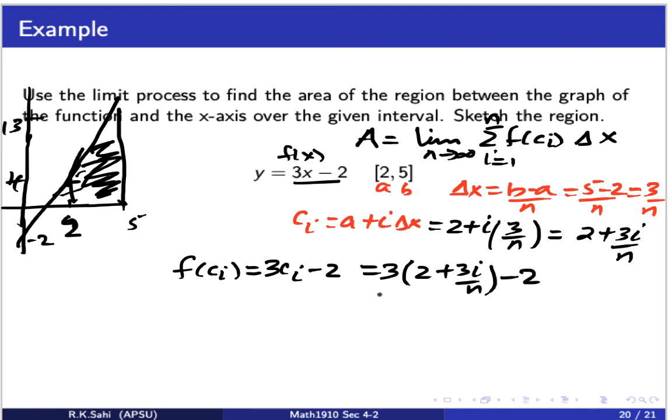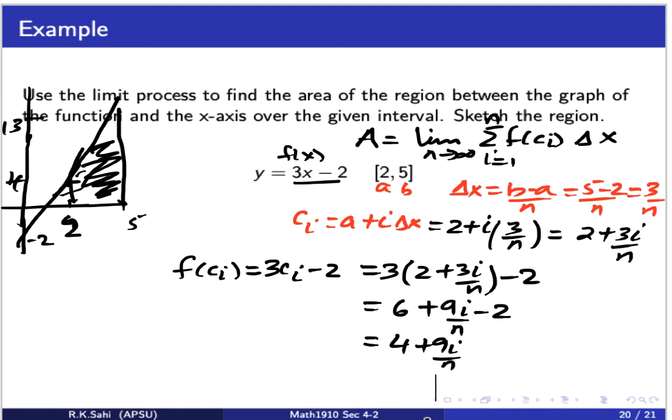Let's just do a little algebra here. We are getting 6 plus 9i over n minus 2, or we are having 4 plus 9i over n. Do you see that here? Okay, so we got f of ci. Now we have to apply and plug in the values.